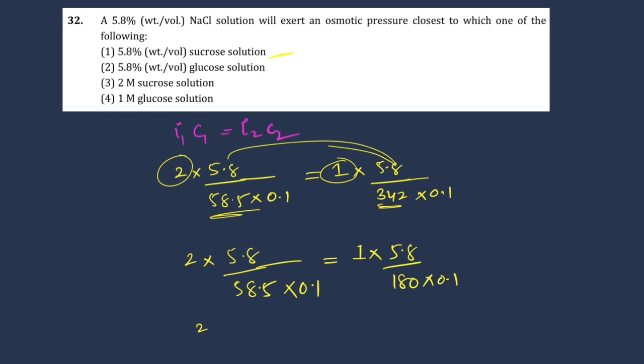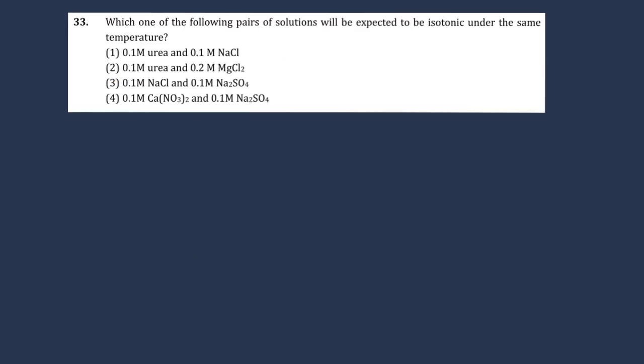Therefore we have to check another option: 2 into 5.8 by 58.5 into 0.1. The left side will be the same. Here only the concentration is given. The i value for sucrose is 1 and concentration 2 is given. Then this point will be shifted here, meaning 58, and this is also 58, cancel, 0.1 cancel, then 2 is the same, therefore these are equal. Therefore which option is it? The third option is correct.